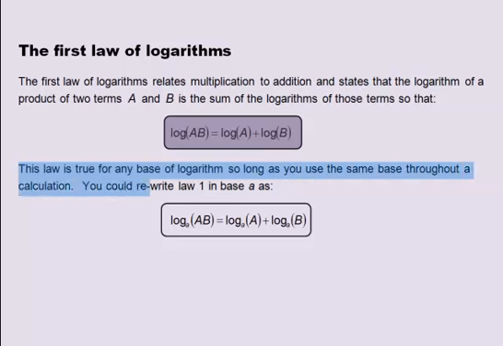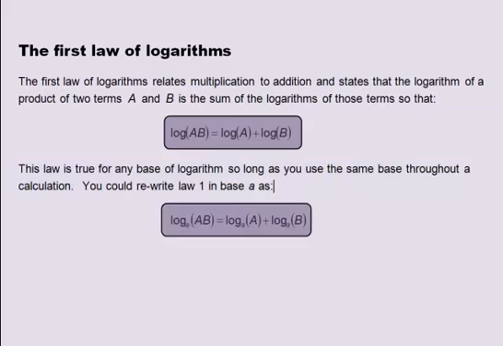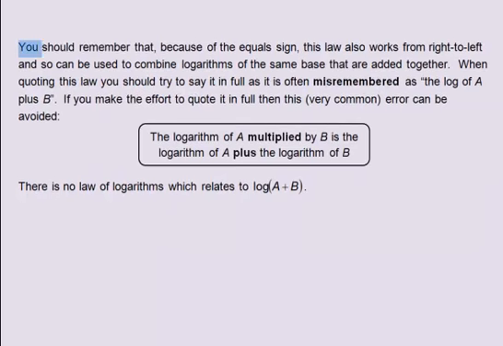You could rewrite law 1 in base a as logarithm base lowercase a of capital A multiplied by b equals logarithm base lowercase a of capital A plus logarithm base lowercase a of b. You should remember that, because of the equals sign, this law also works from right to left, and so can be used to combine logarithms of the same base that are added together.